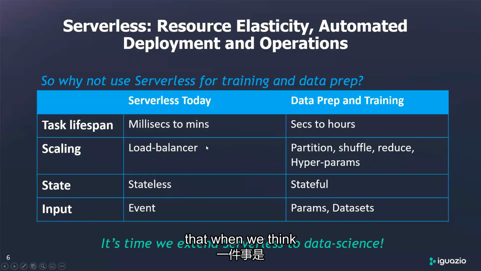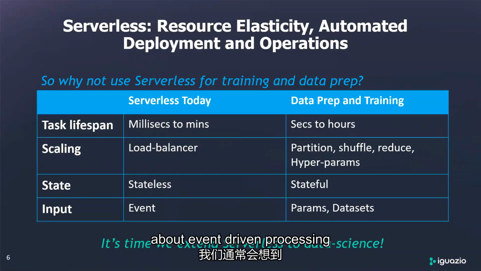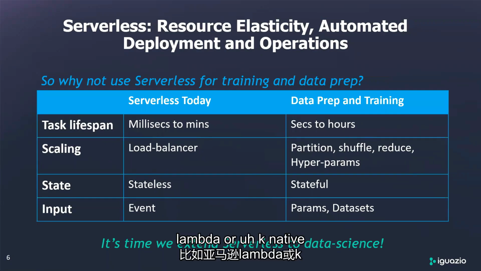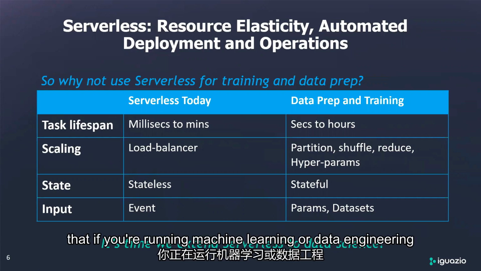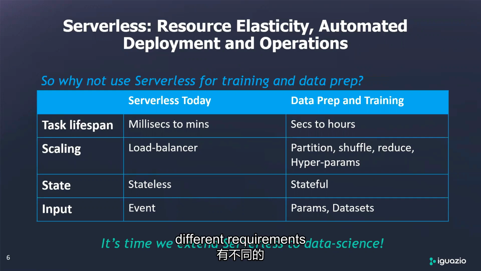One of the things that when we think about serverless, we usually think about event-driven processing, like Amazon Lambda or Knative or things like that. Now, the point is that if you're running machine learning or data engineering, there are different requirements. In serverless, typically it's event-driven, short-lived, stateless workloads. But when we're processing data, we need other things. We need jobs that may run for half an hour.